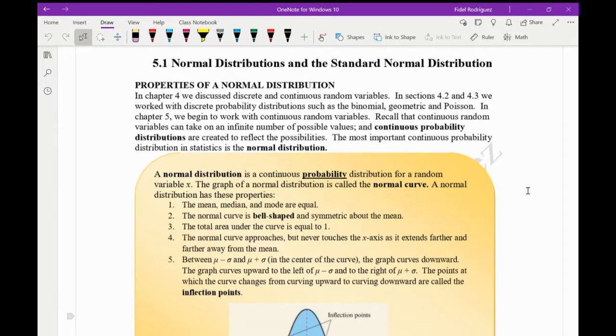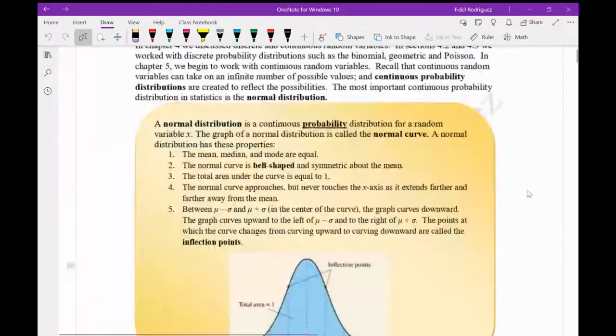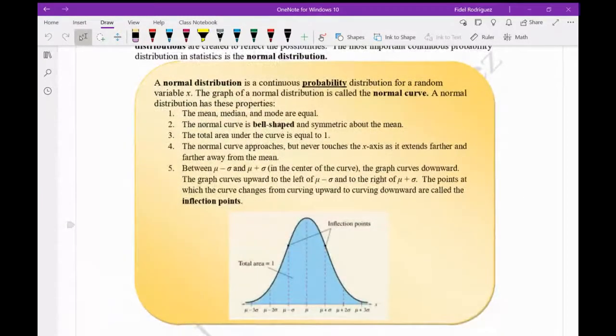And it says, recall that a continuous random variable can take on an infinite number of possible values, and continuous probability distributions are created to reflect those possibilities. And it says the most important continuous probability distribution is what we call the normal distribution. Okay, so let's see what we have here. It says the normal distribution is a continuous probability distribution for some random variable x.